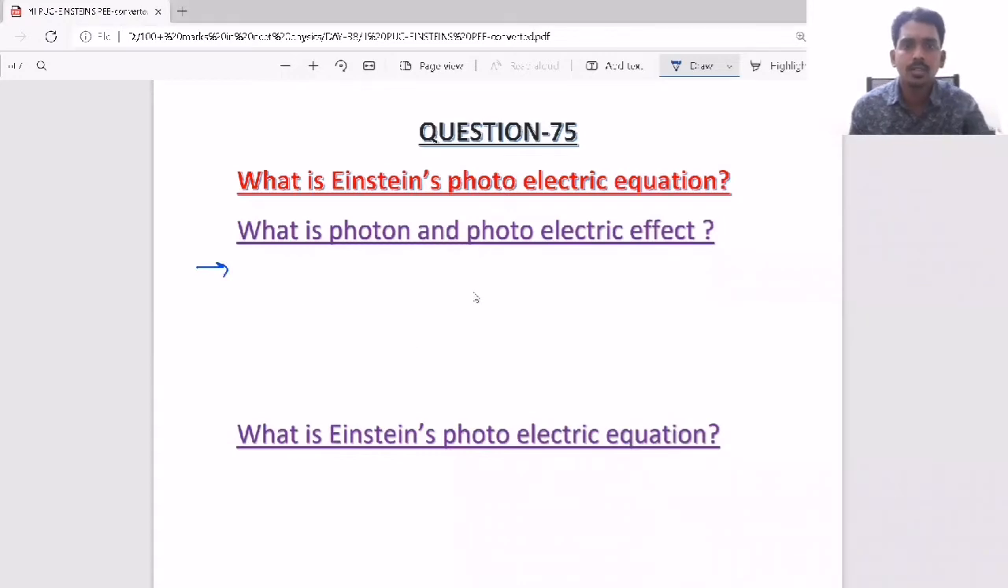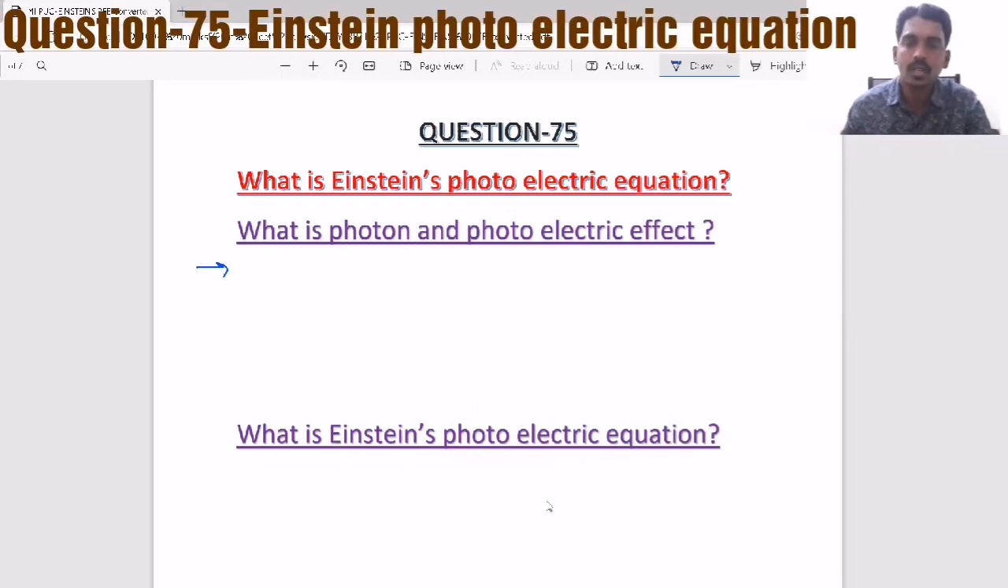Now we are going to study about Einstein photoelectric equation. According to Einstein, light is a sum of photons, and when light falls on a particular metal surface, an electron can receive one photon's energy, and if that photon energy is sufficient, then the electron will come out of it, and that we call the photoelectric effect.